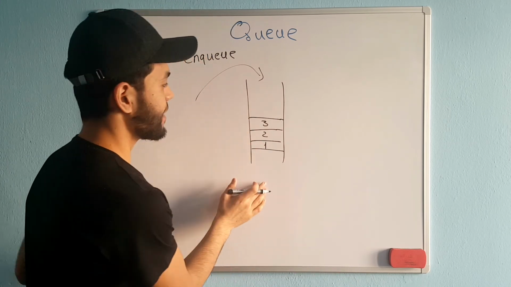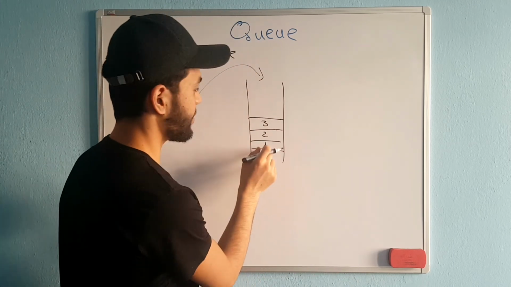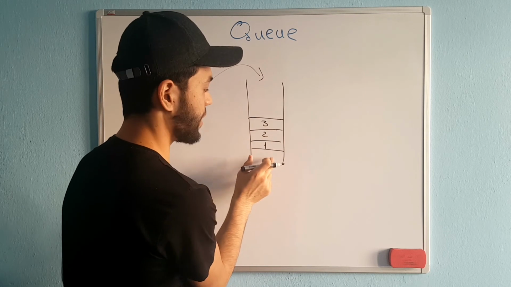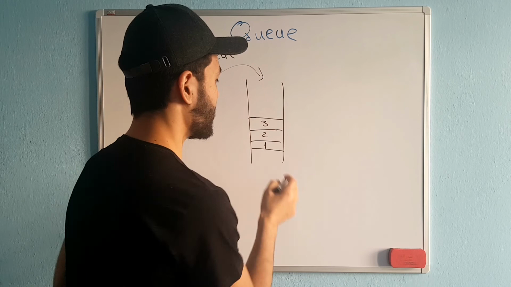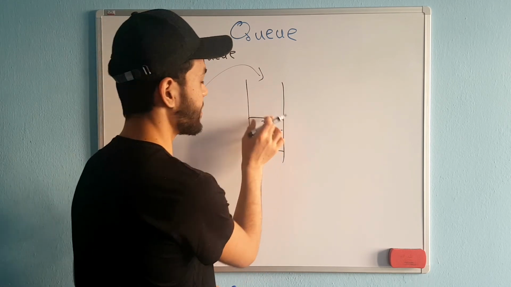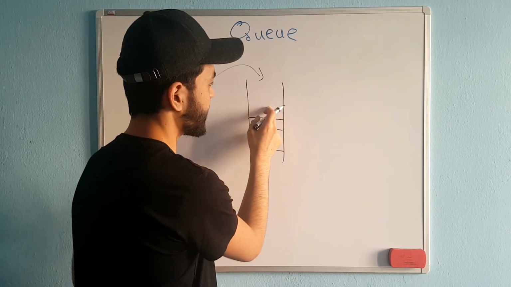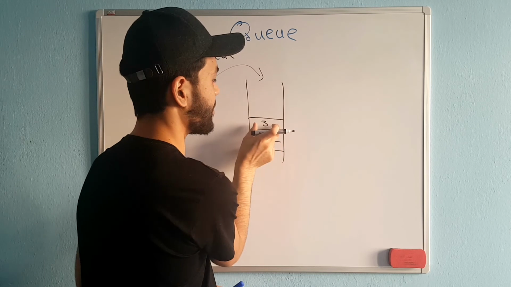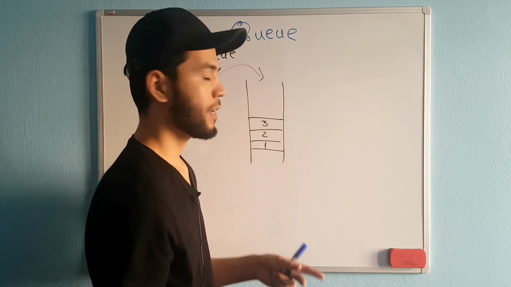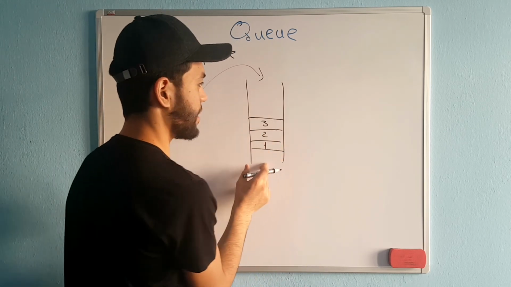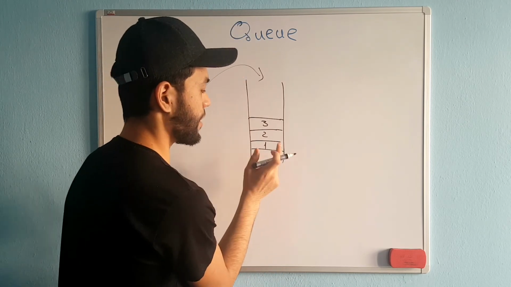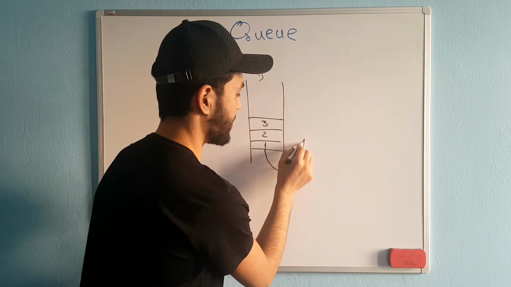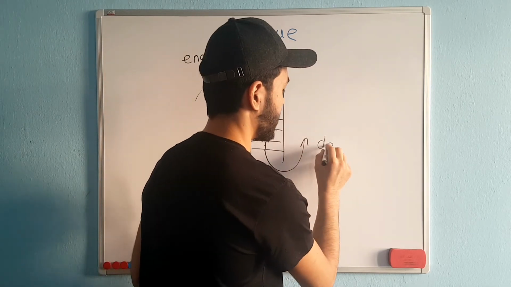And for deleting, we are going to delete from the first. If you remember in our stack data structure, we can push here using the push method, and we can delete using the pop method from the last thing we pushed, okay? In our queue data structure, we are deleting from the first, using the dequeue.